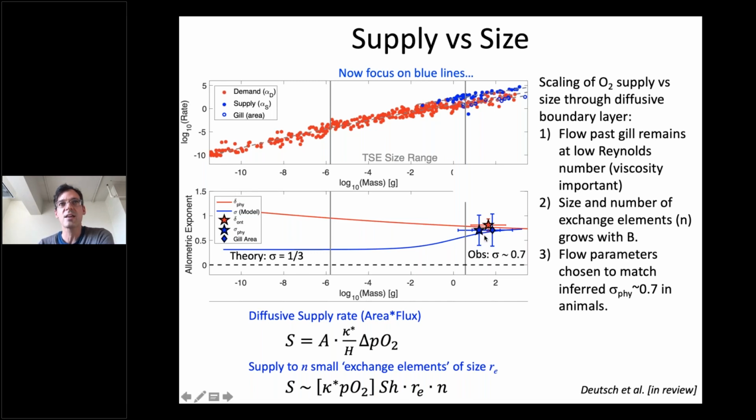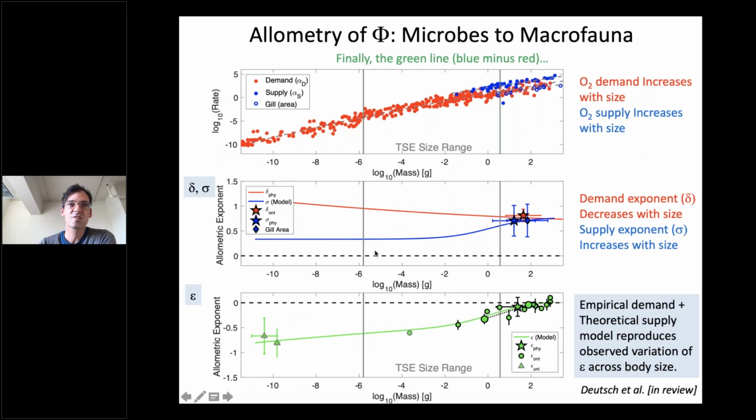And then on the other hand, we don't have theory, but we have a variety of empirical studies that suggest sigma should be around 0.7. We can actually reproduce the theoretical limit and the empirical limit with a fairly simple semi-theoretical, semi-empirical model, and I can't go into the details, except that it reaches both those limits rather nicely. And if we take the difference here between the demand allometric exponent and the supply allometric exponent, we can now focus on the green curve.